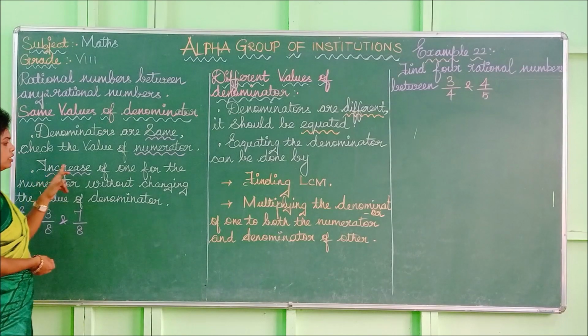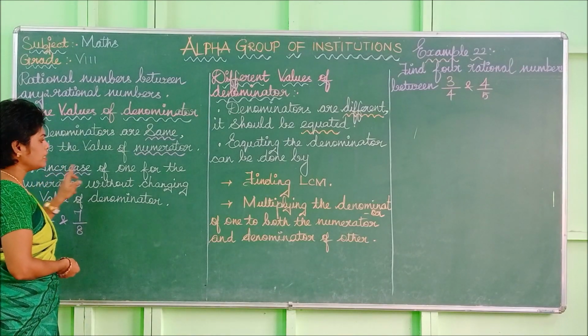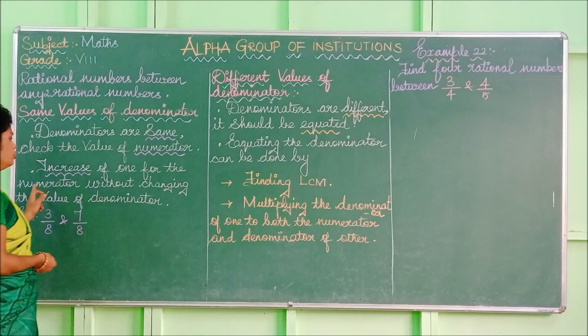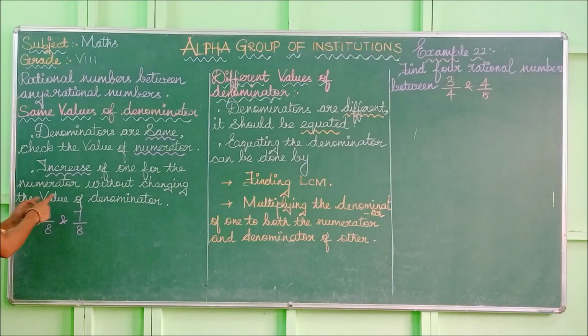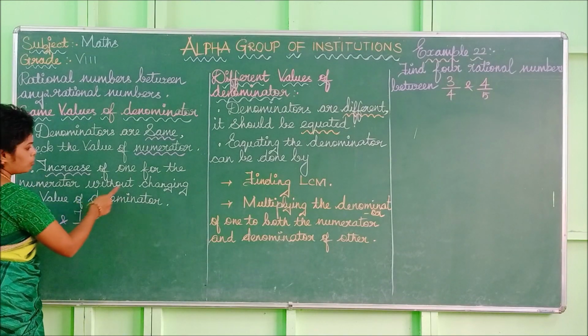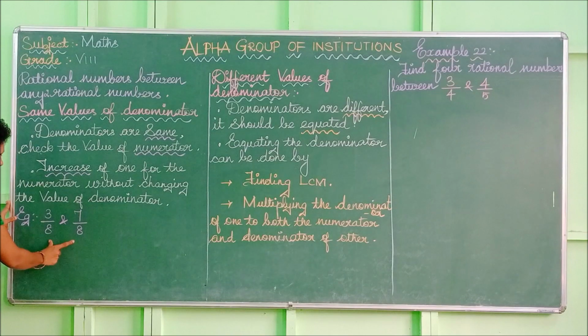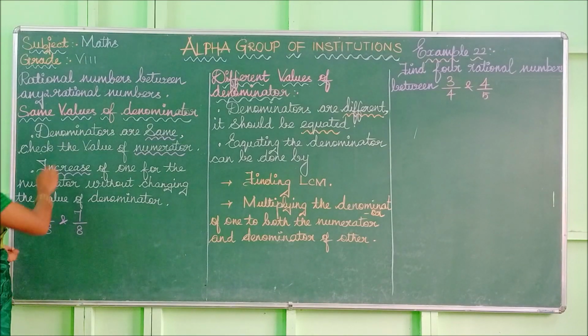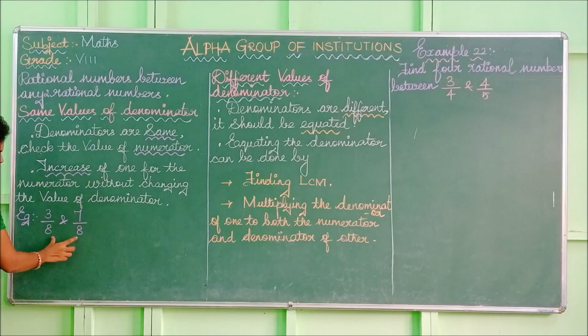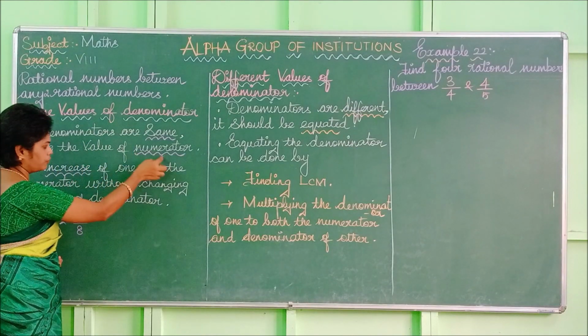So it is a case of increasing the numerator by 1. We can increase 1 by 1 but without changing the value of the denominator. Denominator you should not change. You should change only the numerator with an increase of 1 by 1. So listen, denominators are same. If our denominators are same, then only we have to check the value of the numerator.